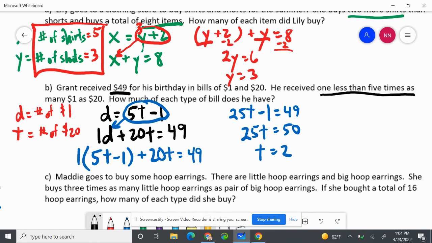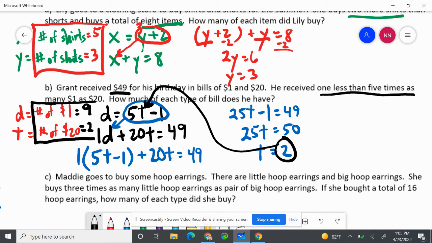So the number of 20s would be 2. And then I have to find the number of 1s. So I'm going to take the 2 and plug it in. 5 times 2 gives me 10. 10 minus 1 gives me 9. So that means the number of $1 bills would be 9, and the number of $20 bills would be 2.